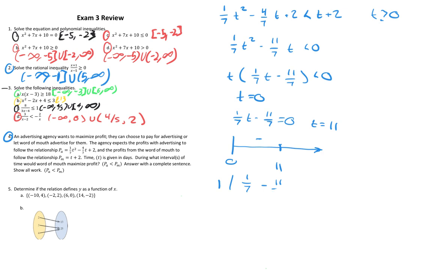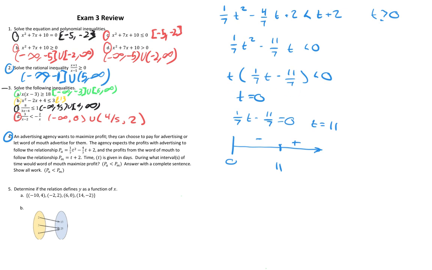And then if we plugged in a number greater than 11, let's say 12, we'd have some positive number times 12/7 minus 11/7, which would be just positive 1/7. So we should expect that anything greater than 11, we will get a positive answer, which means that this here is our interval. This is whenever this function is less than 0.